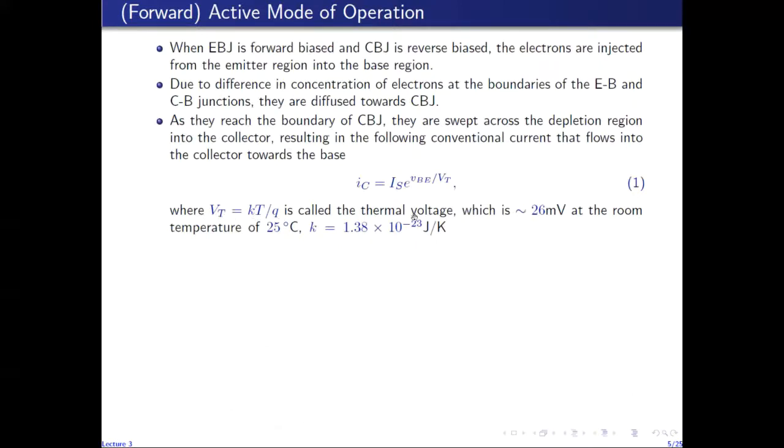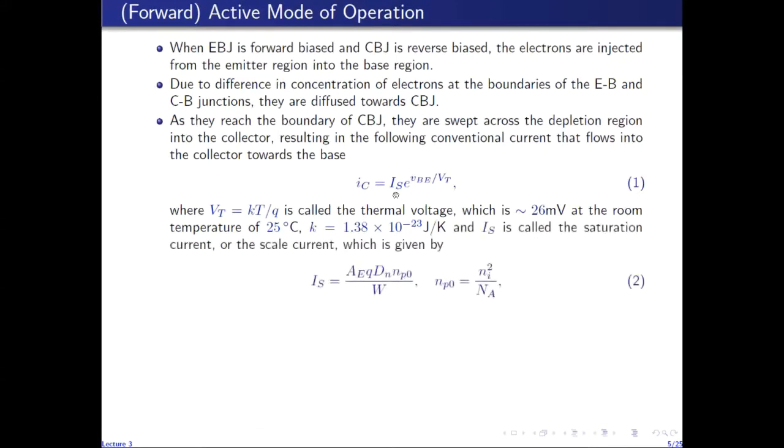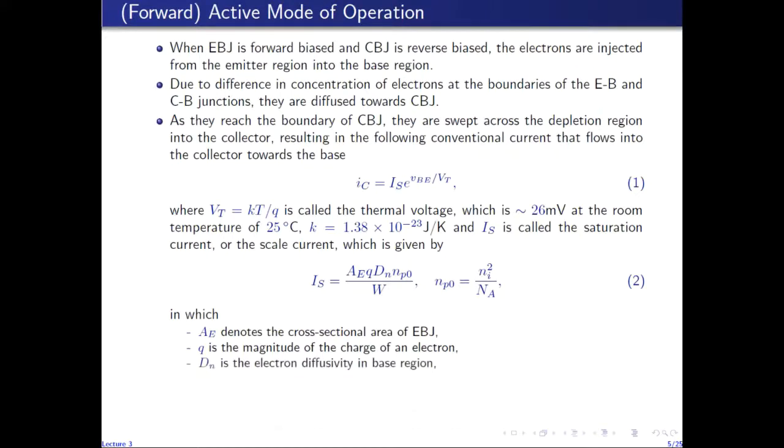Vt is called the thermal voltage, which is about 26 millivolts at the room temperature of 25 degrees Celsius, whereas Is is called the saturation current or the scale current, which depends upon the device parameters. In particular, it is given by AE, which denotes the cross-sectional area of the emitter-base junction. Q is the magnitude of the electronic charge.